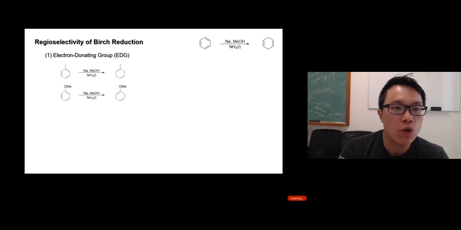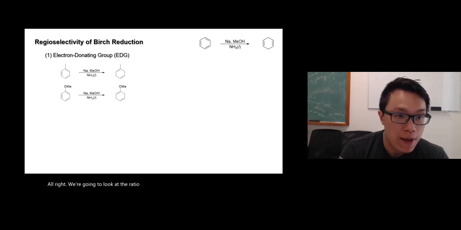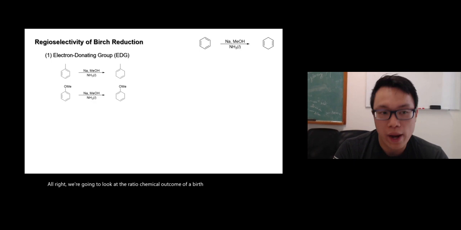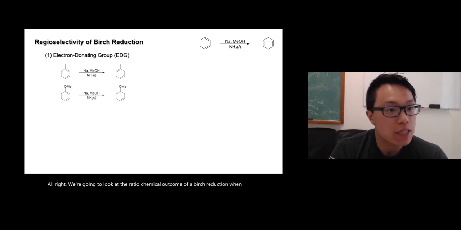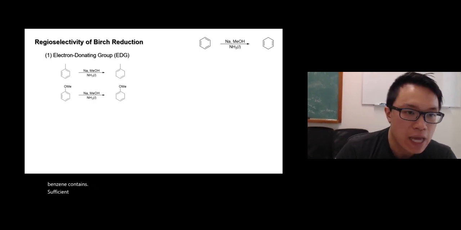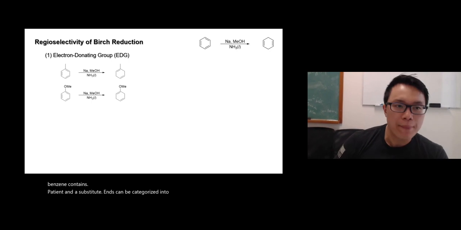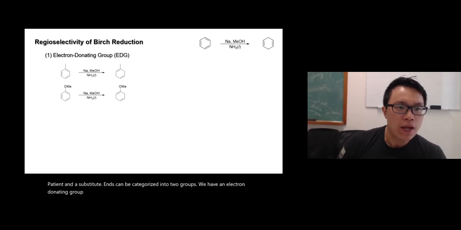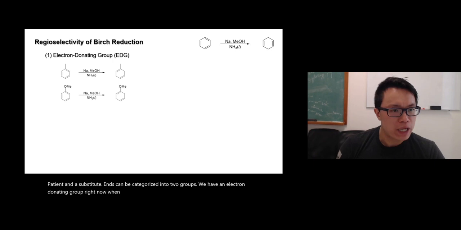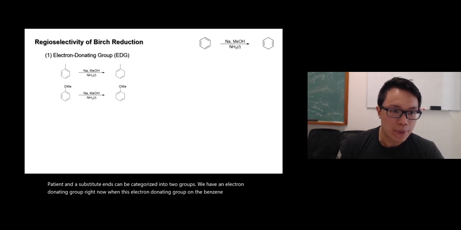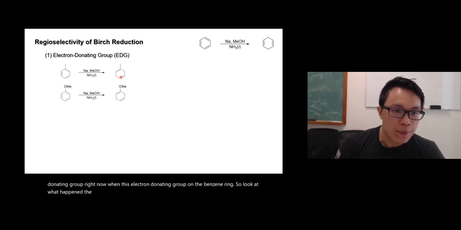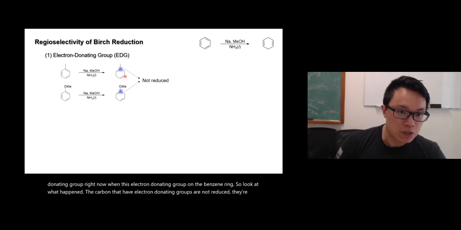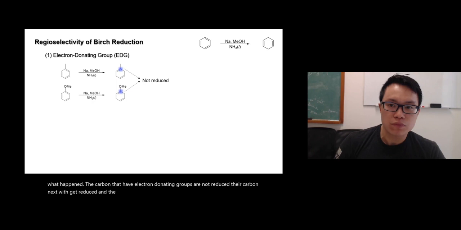All right, we're going to look at the regiochemical outcome of a Birch reaction when benzene contains a substituent. The substituents can be categorized into two groups. We have an electron donating group, right? Now, when there's an electron donating group on the benzene ring, look at what happened. The carbon that has the electron donating group is not reduced. The carbon next to it gets reduced, and the opposite, of course.